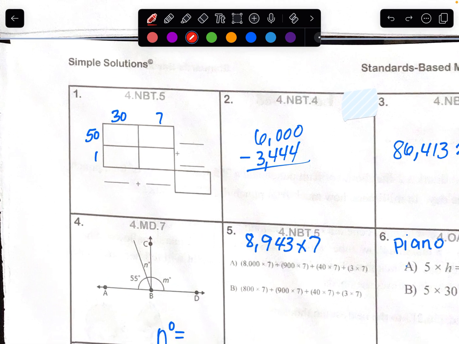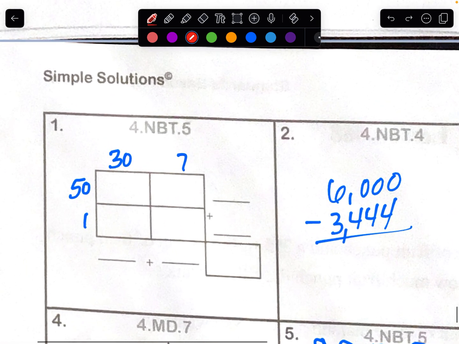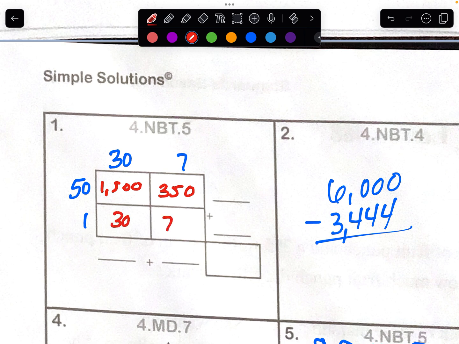Number 1. We are multiplying using the matrix model. 1500, 350, 30, and 7. Now, if you set this up a different way, like you switched your 37 and your 51, it doesn't matter. As long as you get the same answer, you will get the same answer of 1,887.